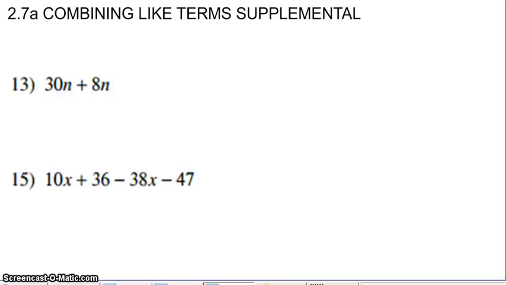Alright, this is the combining like terms supplemental worksheet. If you're looking at this, you needed help with the combining like terms worksheet you're working on.